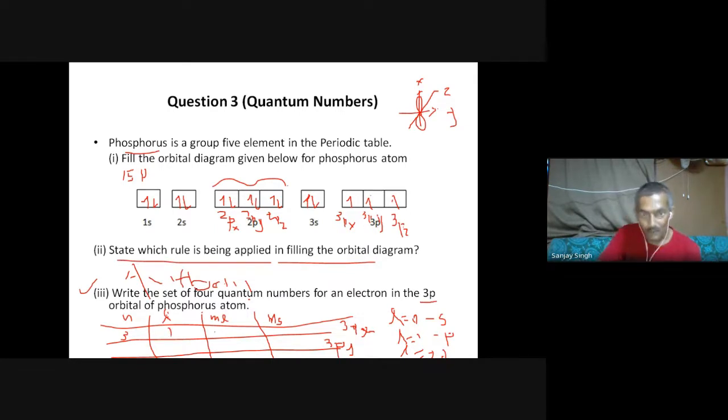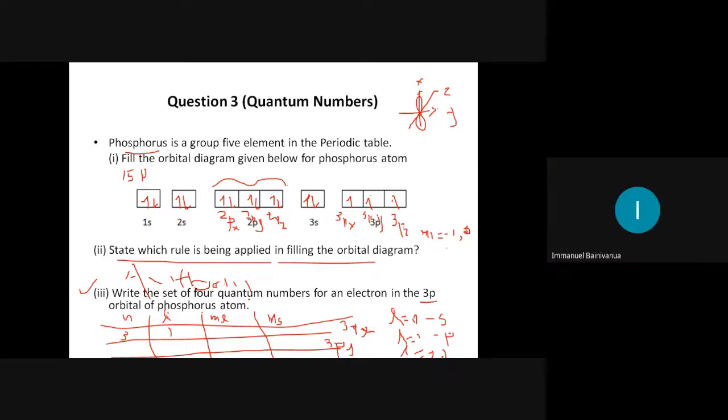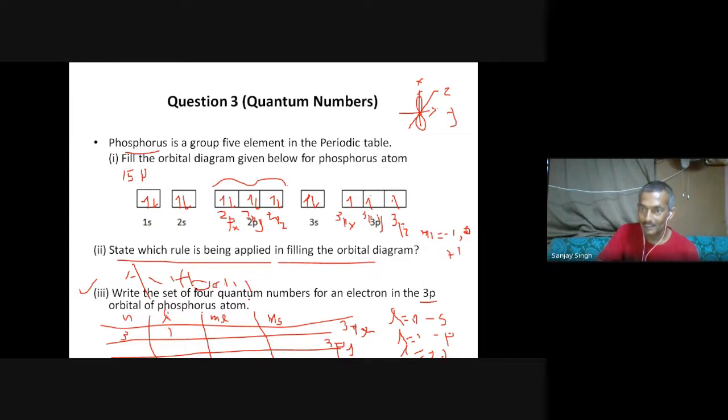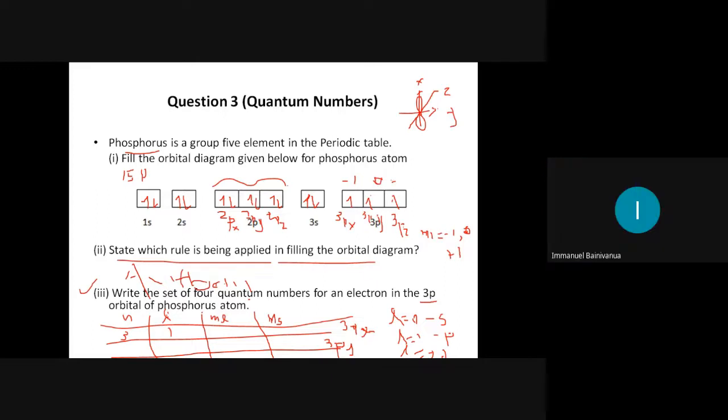Now, what is the value for ml here then, for 3Px? Remember that ml ranges from minus l to zero and to positive l. So these are the ml values: minus l, zero, positive l. And what is the value of l? l is one. So minus l is minus one, and then you have zero. Following everyone?